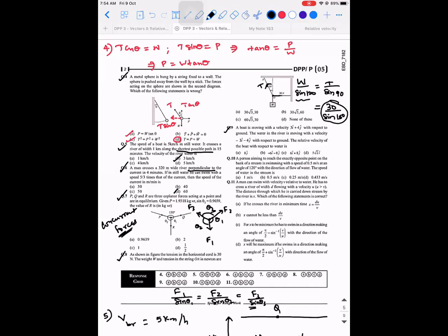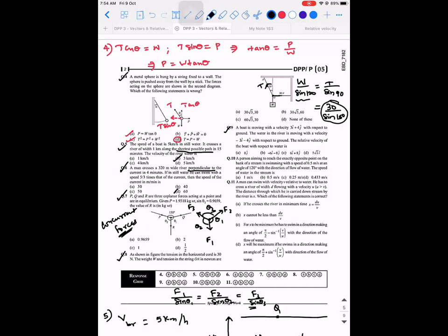I hope it's clear. So how to do question number 9? A boat is moving with a velocity of 3i cap plus 4j cap with respect to the ground. The water in the river is moving with a velocity of minus 3i cap minus 4j cap with respect to the ground. The relative velocity of boat with respect to the river is.